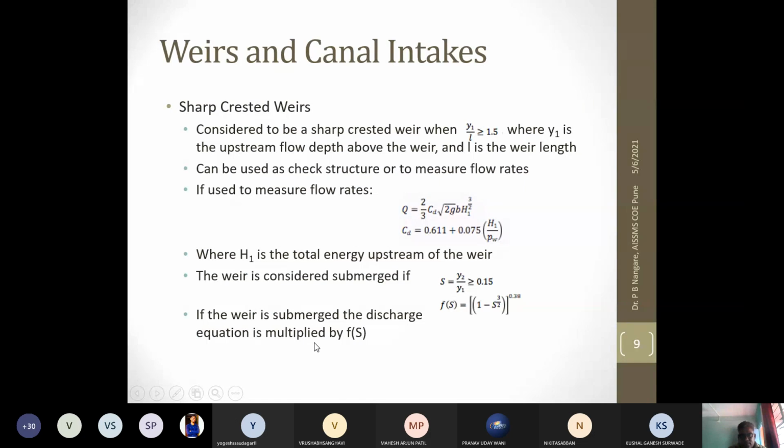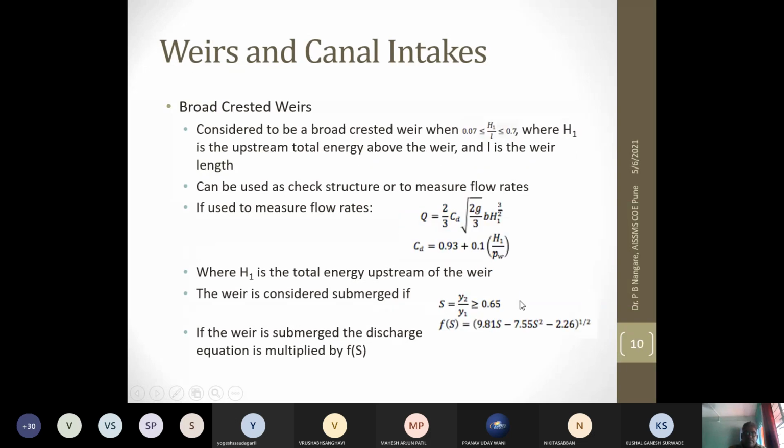If the weir is submerged, then the discharge equation is multiplied by f of S, that is 1 minus S raised to 3 by 2, raised to 0.38. Then what about the broad crested weir? For a broad crested weir, this value H1 by L lies between 0.07 and 0.7, where H1 is the upstream total energy above the weir.